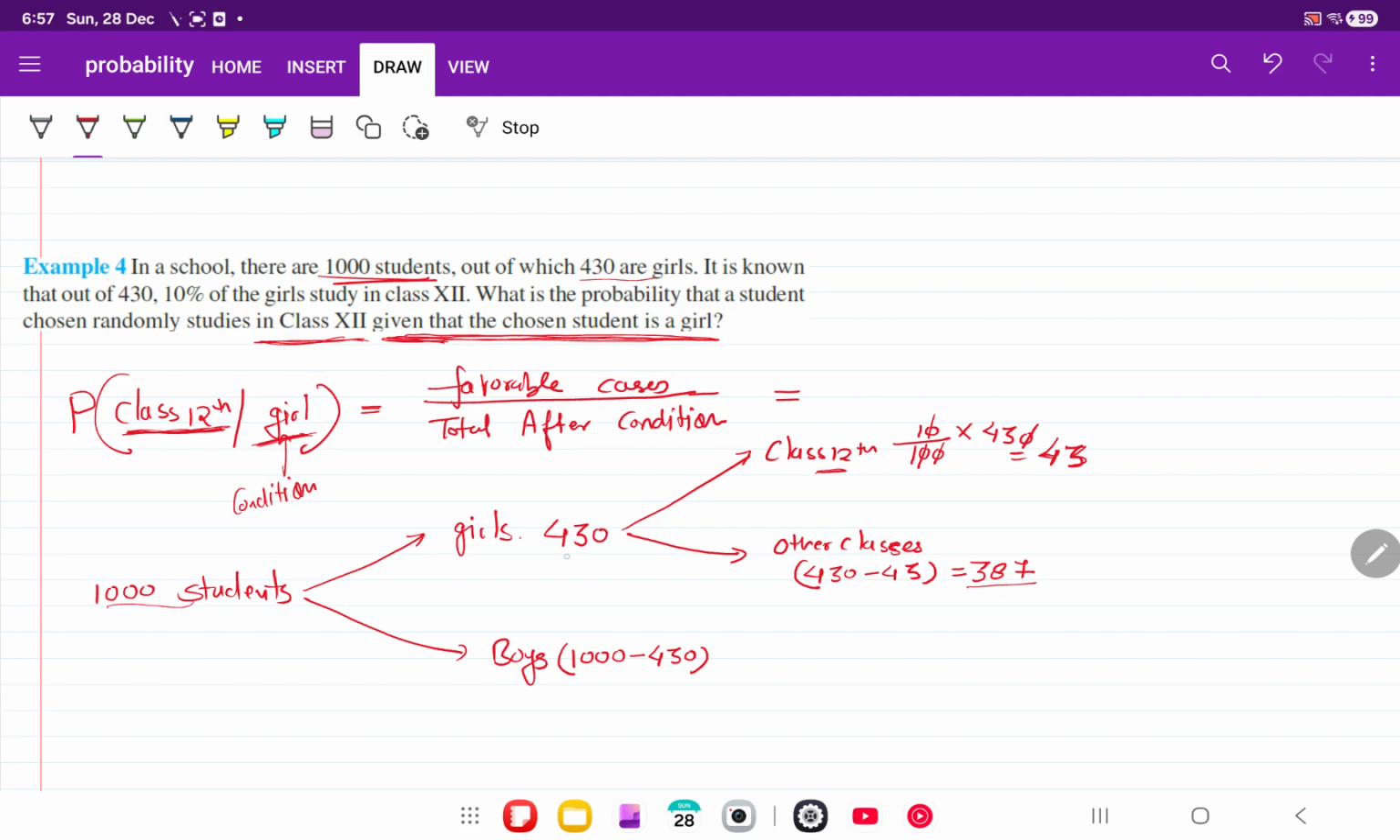So out of 1000 you will take only girls. How many girls are there? Let me write down. So here I am writing 430 girls. And the favorable cases to find the probability of girls who are in class 12th are only 43, right? We already found it to be 43. So this will cancel, 1 by 10. So the probability will be 0.1. So this is the answer, conditional probability.